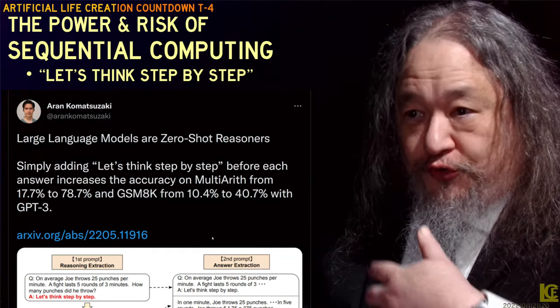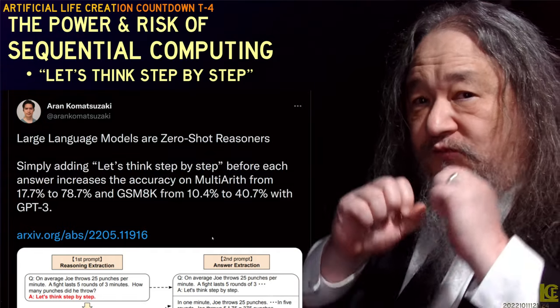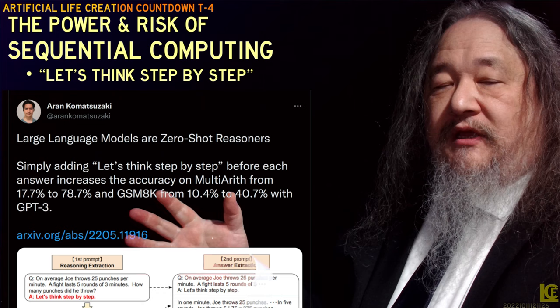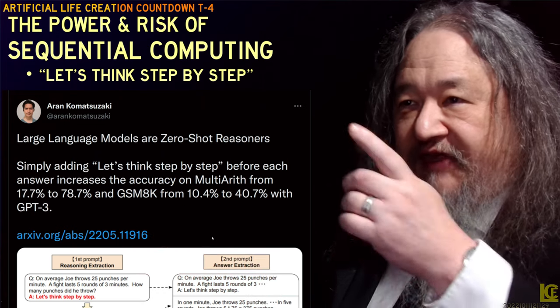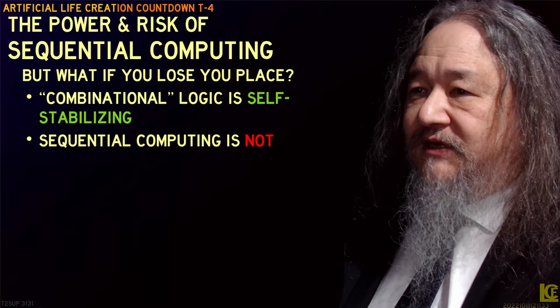Well, first I need to do this and the answer is blah, and then I need to do this and the answer is blah, rather than trying to just intuit the answer in one pass through. And that is the key right there. That's the sequential computing, again, power and risk.